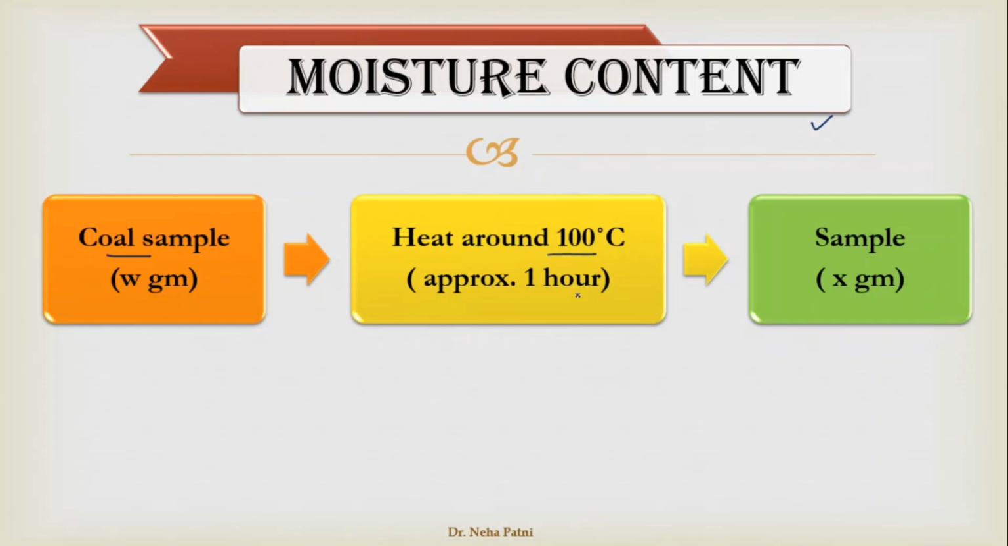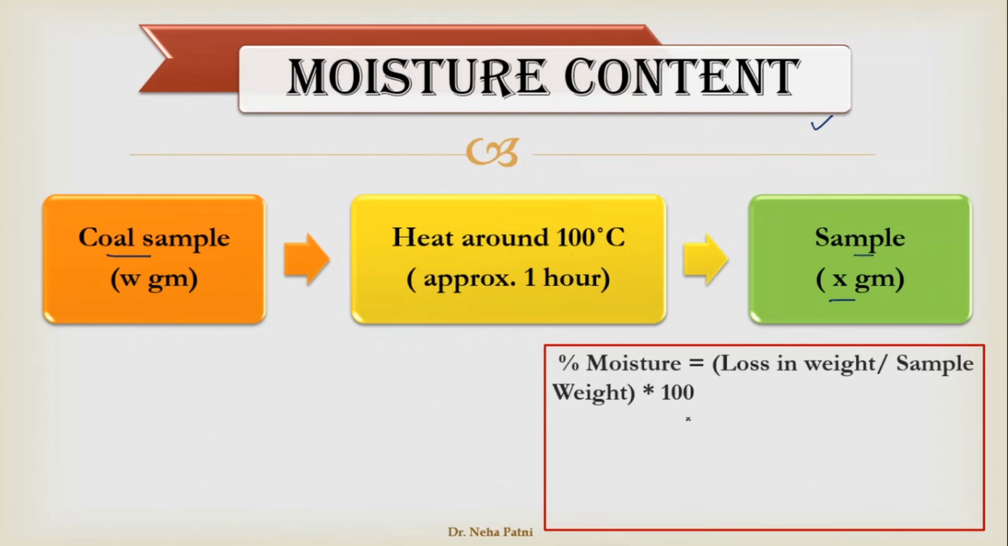We heat it for around 1 hour, and after heating we take the sample out and weigh it again. So we are taking the weight of the sample before heating and after heating. Why have we selected this temperature? I guess you understand that the moisture is released at that temperature. So obviously this sample would be lesser in weight, say X gram, because you have heated it, right? So how are you going to find the percentage moisture? You are going to find it from the loss in weight divided by the sample weight.